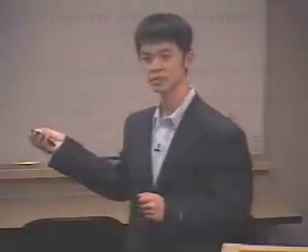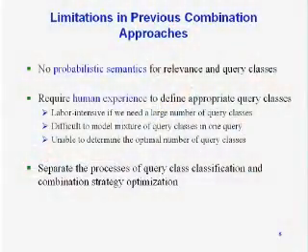And finally, the process of query class classification and combination weight optimization are typically separate from each other. So you are not doing the joint optimization on both levels of processing. This is usually not optimal.